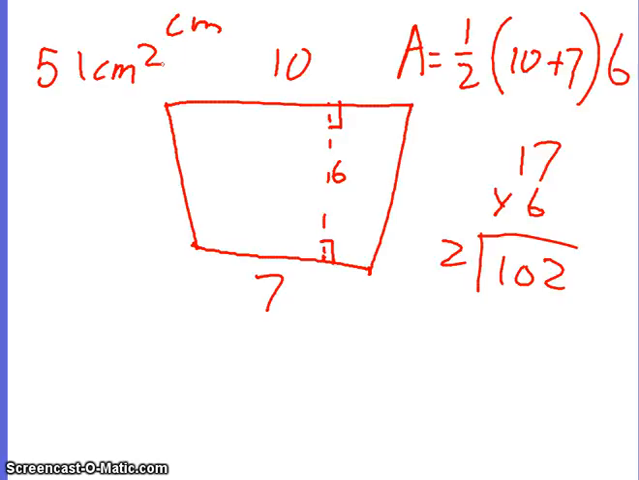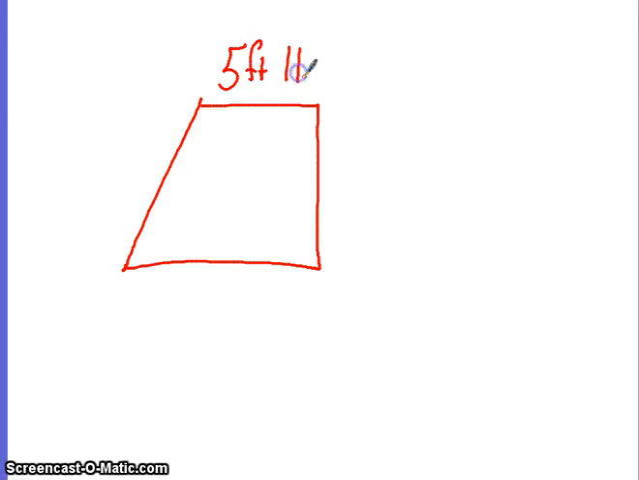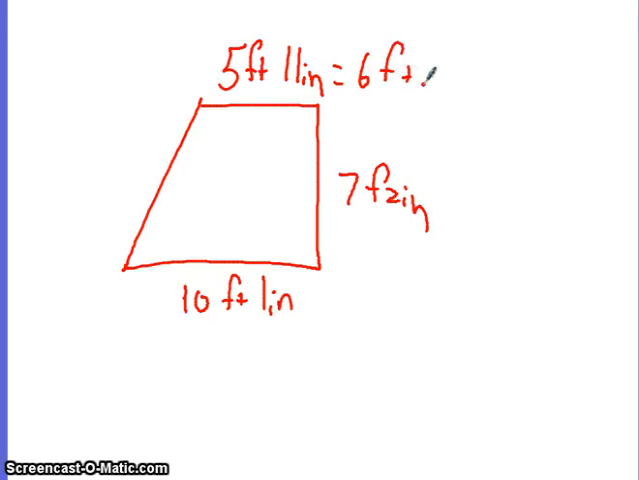Now here's another trapezoid. Okay, looks a lot like the complex shape we did at the beginning. This one is 5 feet 11 inches, 7 feet 2 inches for the height, and the bottom base is 10 feet 1 inch. Well, I'm not going to be mean enough to tell you figure it out that way, so let's estimate it. 5 feet 11 inches is darn close to 6 feet. 7 feet 2 inches is close to 7 feet. And 10 feet 1 inch is close to 10 feet.